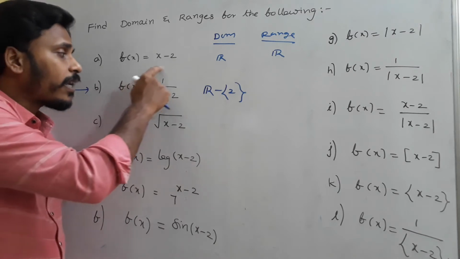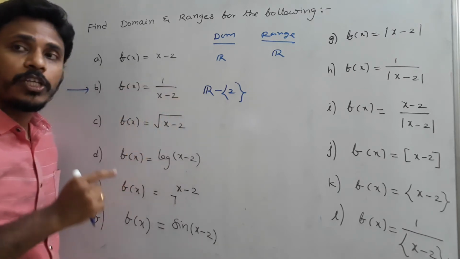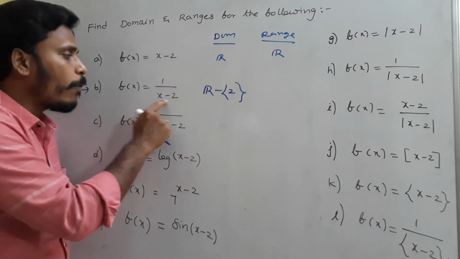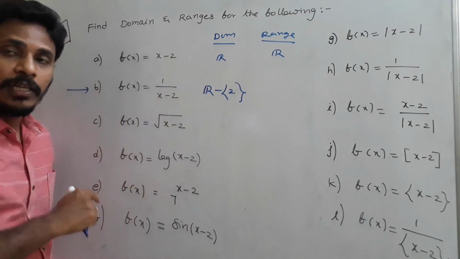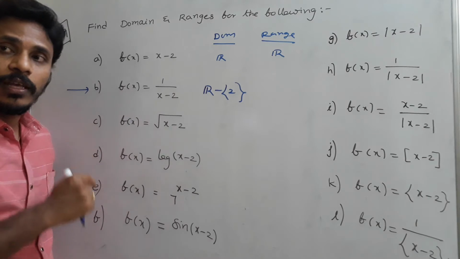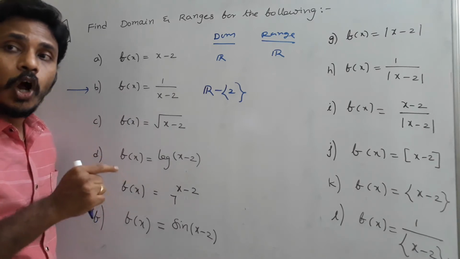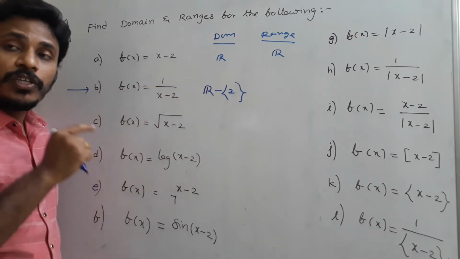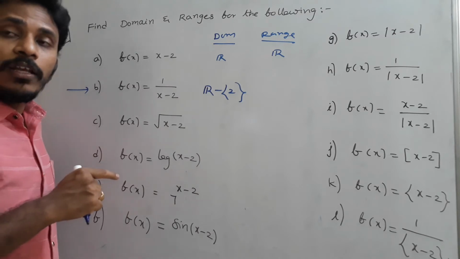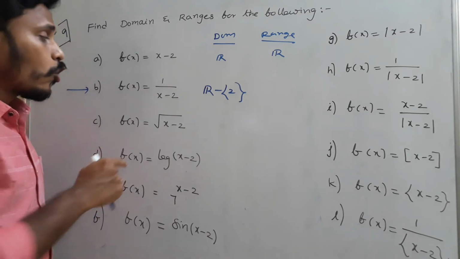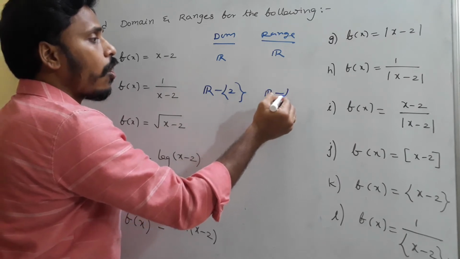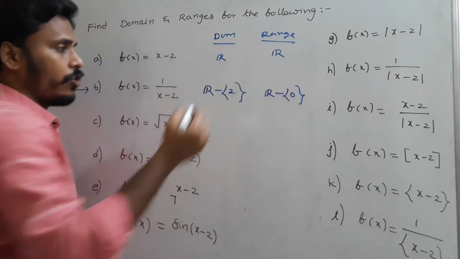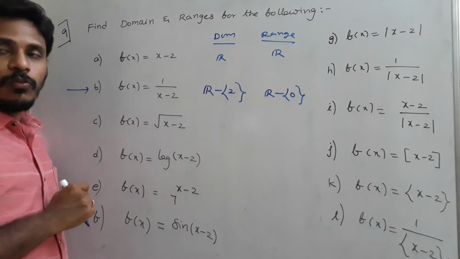Okay, to make this 1 by x minus 2 as 0, we need to make the denominator as infinity. To make the denominator as infinity, we need to replace x with infinity. But infinity is not there in the domain. Since infinity is not there in the domain, we don't have a chance to make it as 0, and that's why the range is all real numbers minus 0. Okay, just think about that one idea.